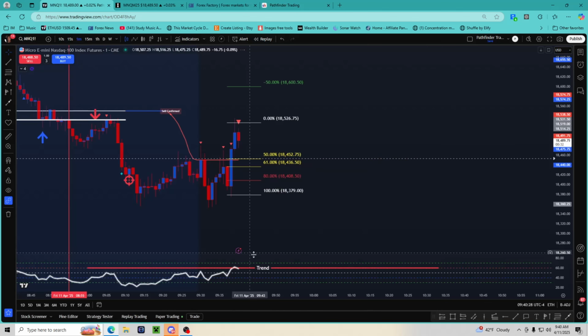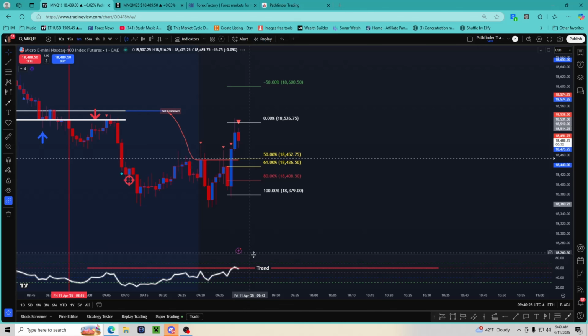Did we break the trend on the 1 minute as well? We did break the trend on the 1 minute. Now we have our level from here. Right back down into the zone. I'm going to mark up these areas because I think we're about to get a really good trade here.